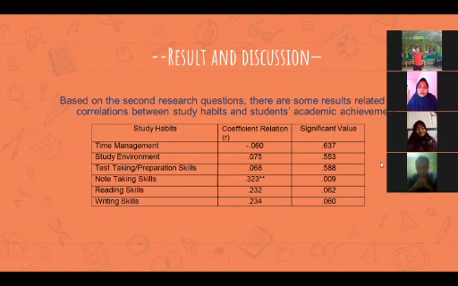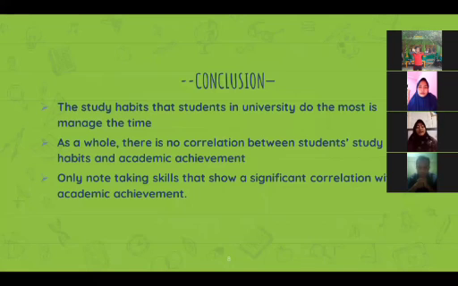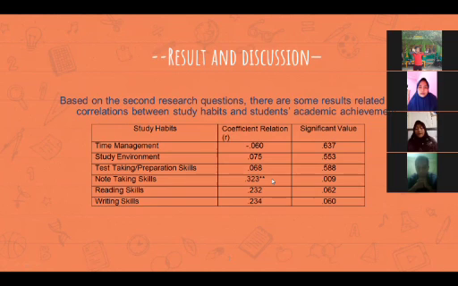Next, in the table, we can see the scores of the correlation coefficient and the significance value. For the time management score, the correlation coefficient has a negative symbol. It means if there is any relation between time management and academic achievement, it will have a negative effect.